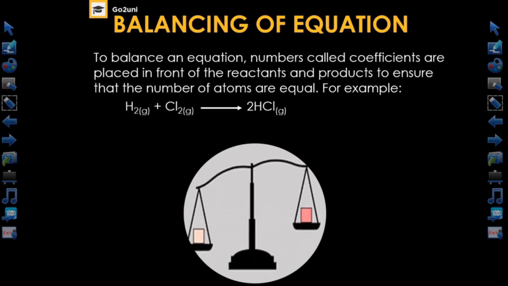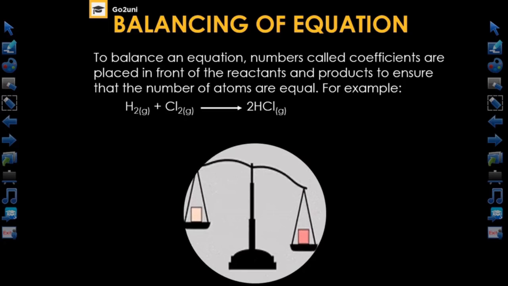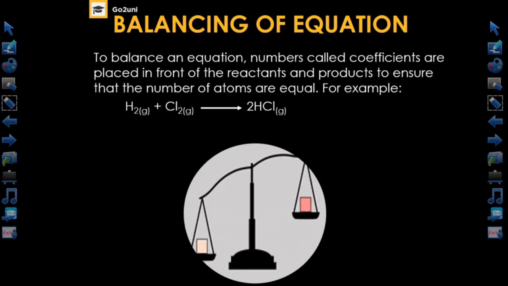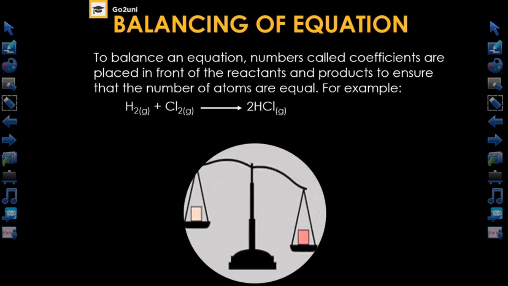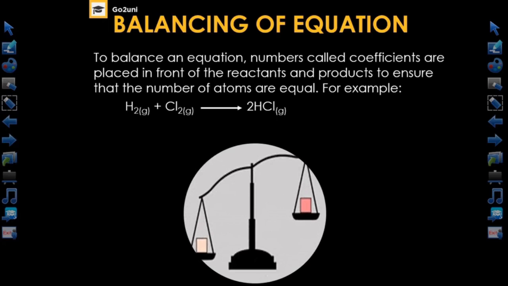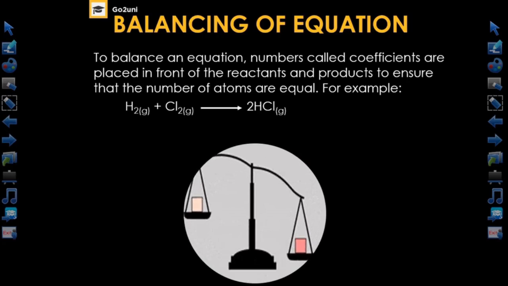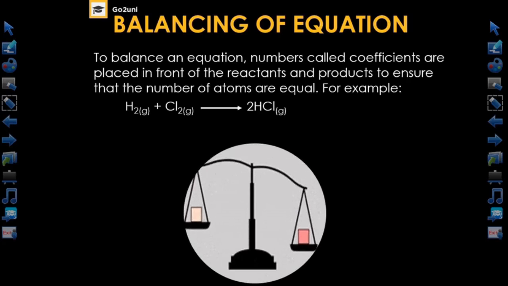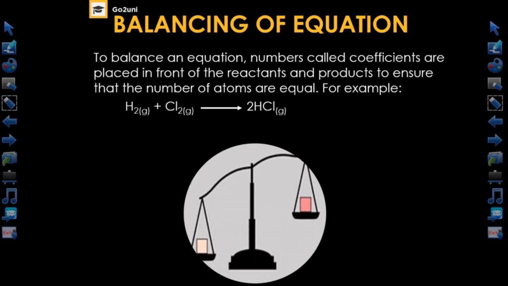To balance an equation, numbers called coefficients are placed in front of the reactants and products to ensure that the number of atoms are equal. For example, the reaction between hydrogen and chlorine to give us hydrogen chloride. 2 atoms of hydrogen, or we can say 1 mole of hydrogen, is coming into reaction with 2 atoms of chlorine, or we can say 1 mole of chlorine, and it gives us 2 moles of hydrogen chloride gas.